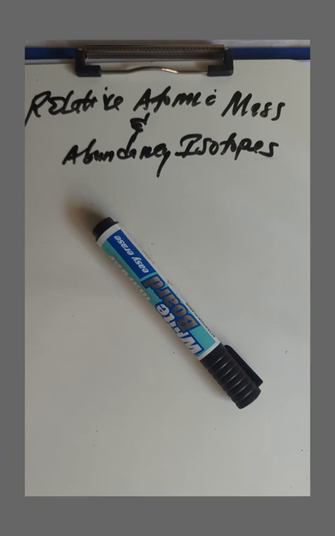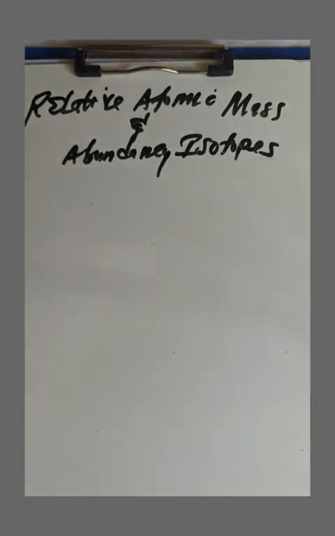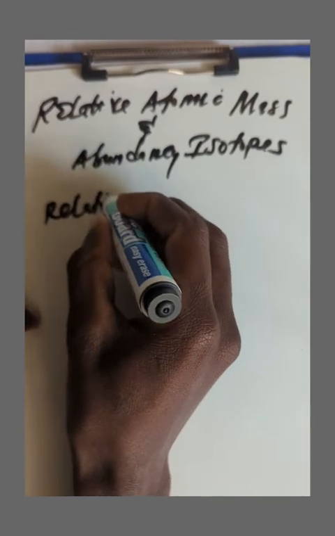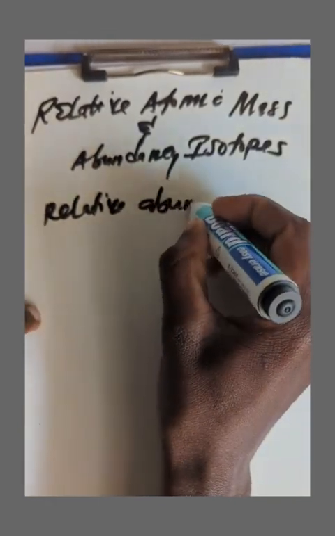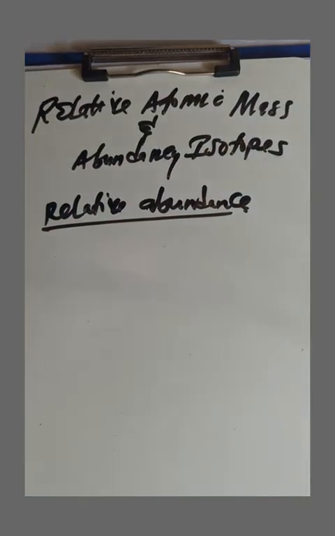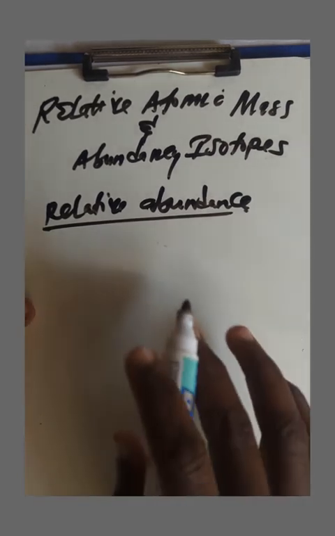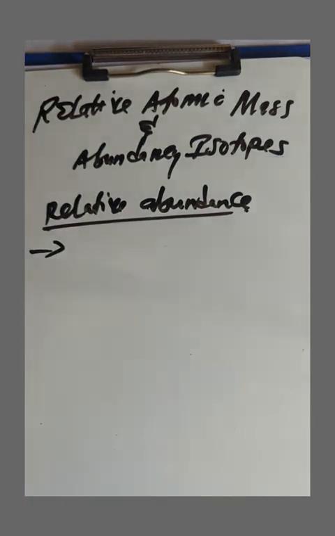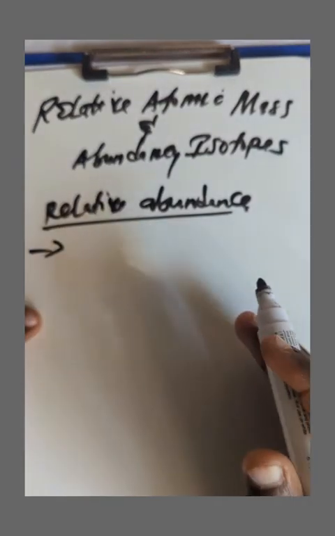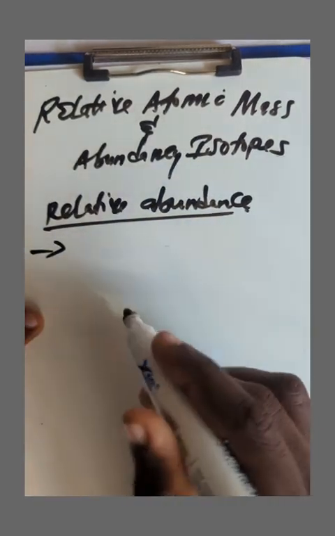Alright, let's talk about relative abundance before we go into the nitty-gritty stuff. Relative abundance is basically just the percentage, or you can say a proportion, of a specific isotope of an element that exists naturally compared to all other isotopes of that same element.